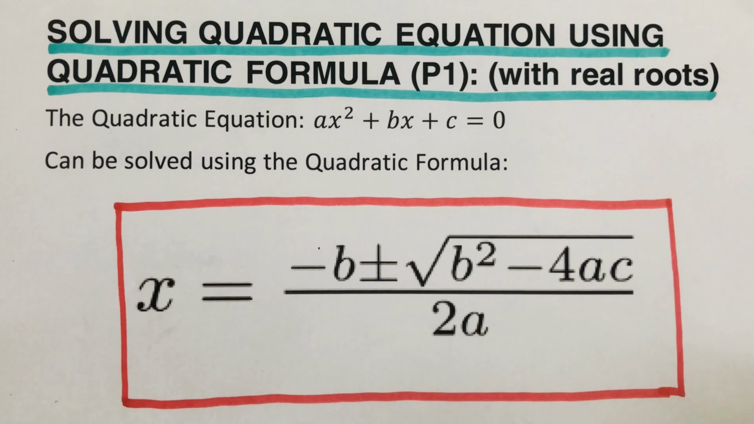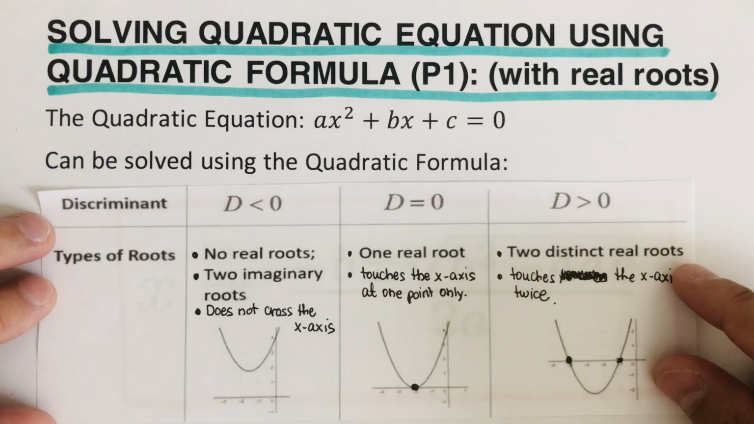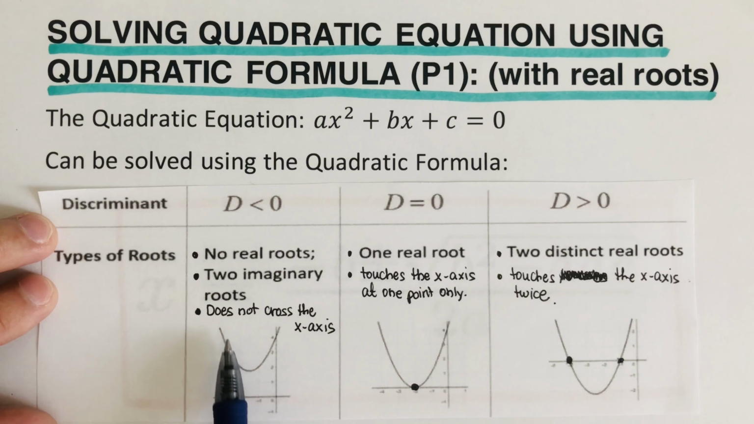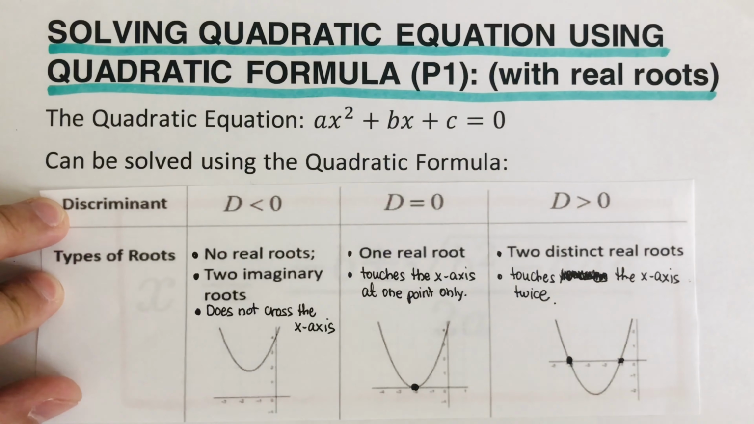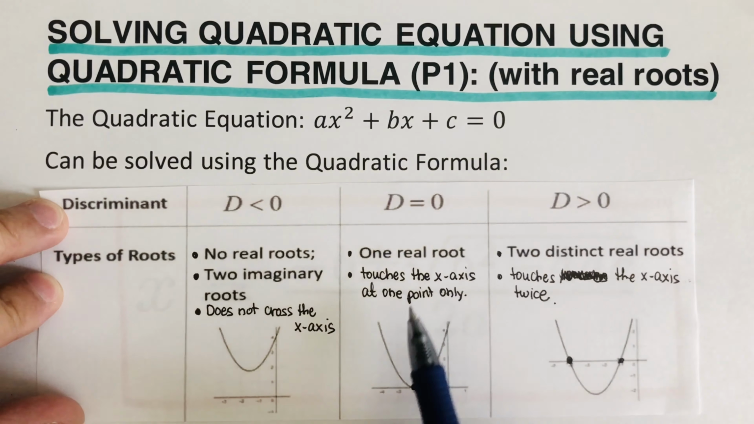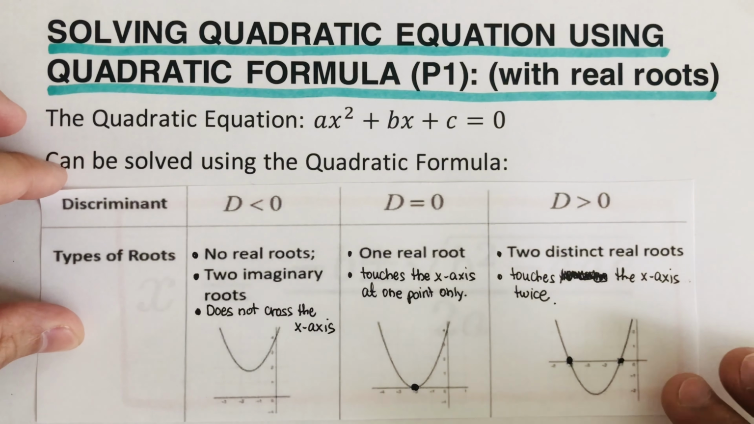So going back to a review on the three types of roots that we can have in a quadratic equation. This one would be no real root when the parabola does not touch the x-axis. One real root when the parabola touches only at one point on the x-axis, and two distinct real roots when the parabola touches the x-axis twice. So let's see which of these, since we're talking about real roots, would be the solution to this equation that we're going to have as an example.